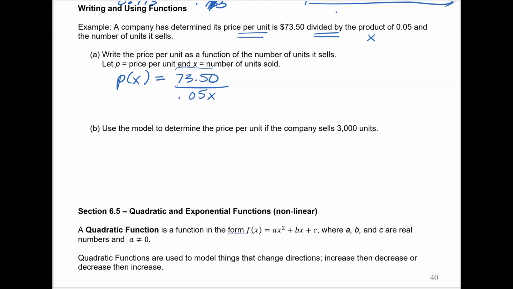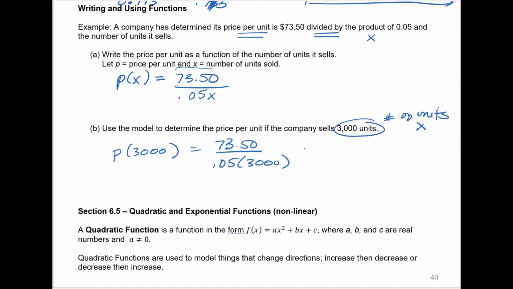And then the next part, use the model to determine the price per unit if the company sells 3,000 units. So they're giving you the number of units. So this is where I'd ask yourself, well, what variable is that? That's going to be your x, and so I would plug that in. So we say P of 3,000, that just means plug 3,000 in for x, is 73.50 divided by 0.05 times 3,000. So we're just plugging it in.